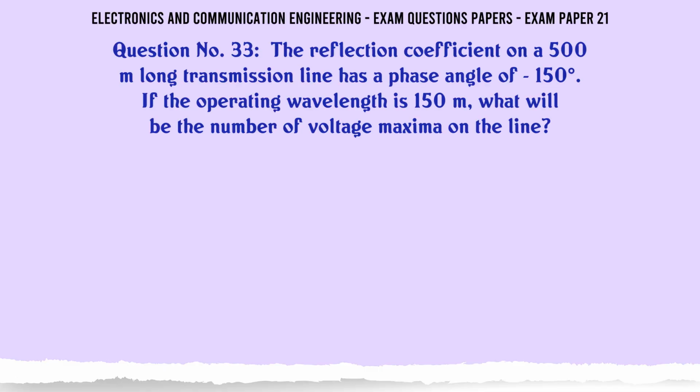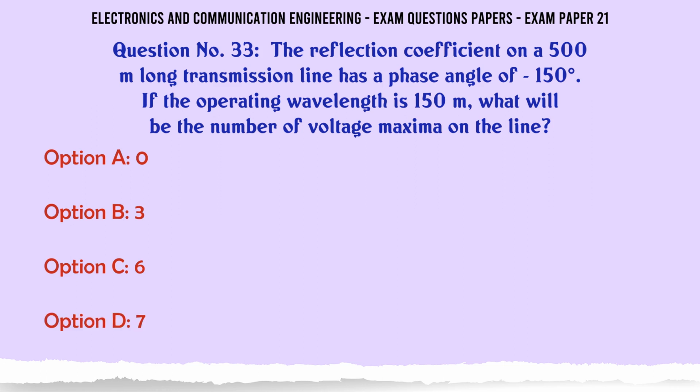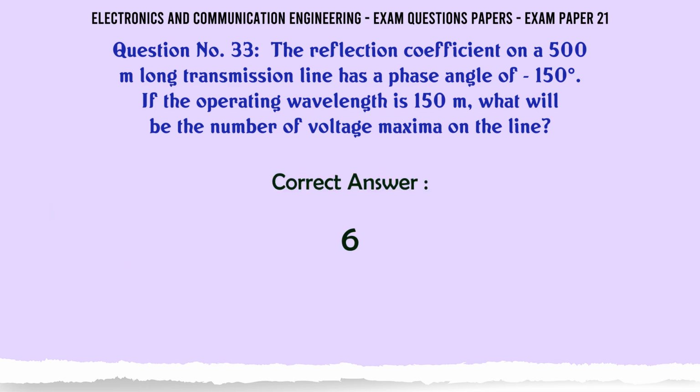The reflection coefficient on a 500 m long transmission line has a phase angle of 150. If the operating wavelength is 150 m, what will be the number of voltage maxima on the line? A, 0; B, 3; C, 6; D, 7. The correct answer is 6.